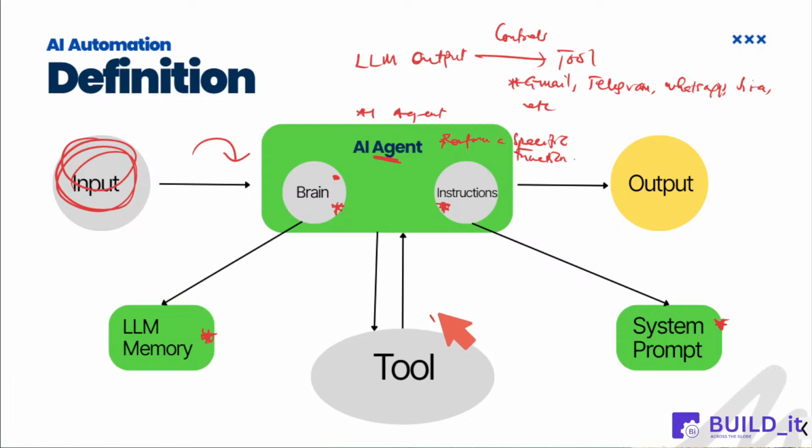Then we have the tool here. The tool, as I said, could be Gmail, Telegram, WhatsApp, Jira, etc. It could be Slack, it could be Discord, etc., depending on what you want your AI agent to do. So AI agents basically have a brain, it has instructions, and it has a tool. Now, once it passes through the AI agent, then we can now get what? An output. Right, good.